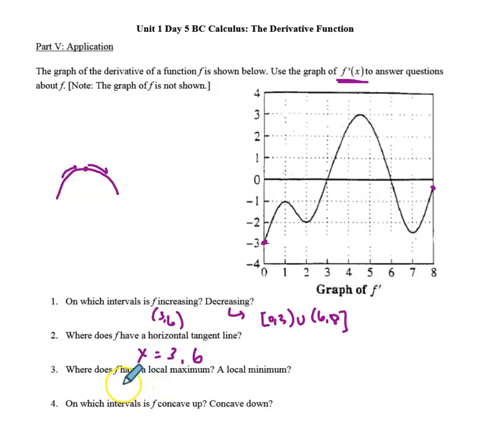Now they're asking, where does the function f have a local max? Well, that will happen wherever the derivative changes from positive to negative. Because if the derivative is positive, the function's increasing and then moves to negative, now decreasing. So it must have touched a turning point or a local max. So at x equals 6, there's a local max. A local min is going to occur where the derivative changes from negative to positive because the function must have decreased and then increased. So the local min is going to occur at x equals 3.